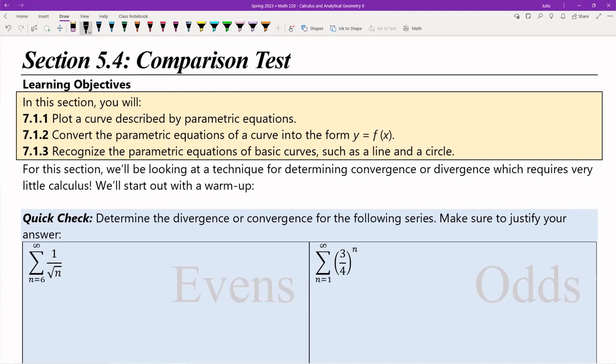There are 2 of them in here. One of them is just flat out called the comparison test, and the other one's called the limit comparison test. And we'll get to that one when we get there.